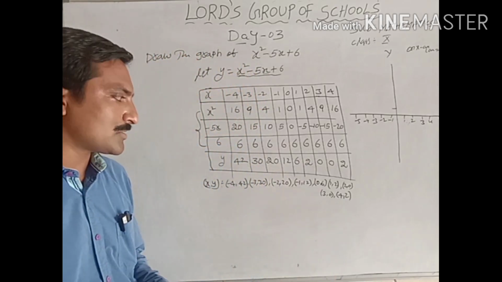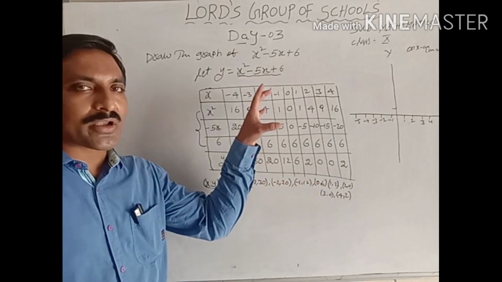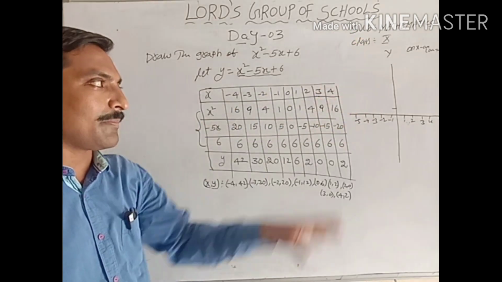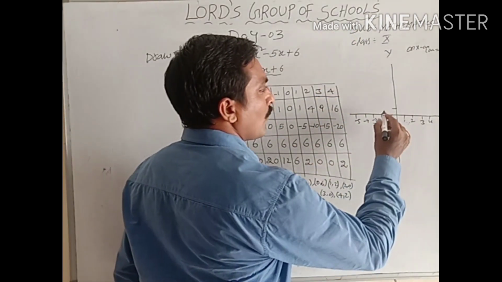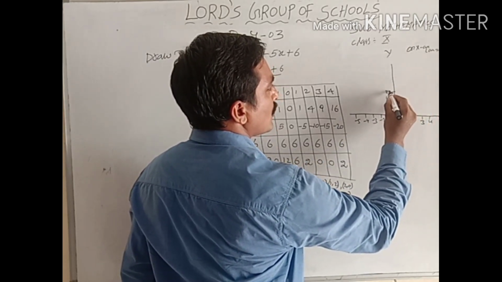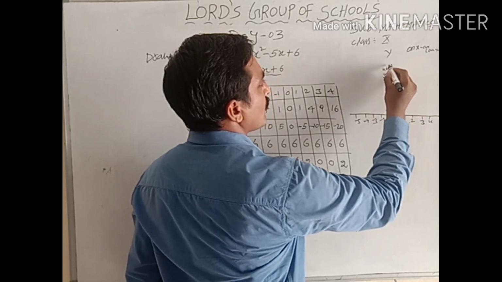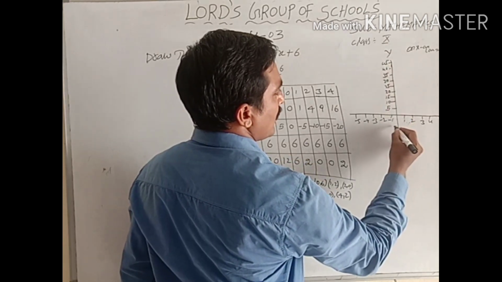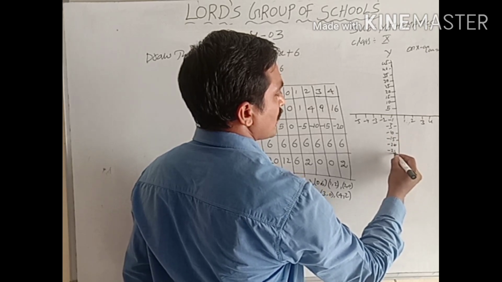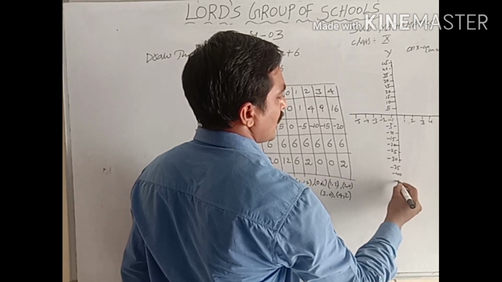Next comes the y values. You have to observe the y values. 42 is the greatest number, which means you need 42, so this scale is not sufficient for plotting 1, 2, 3 up to 42. That time you take 1 centimeter as 5 units. 5, 10, 15, 20, 25, 30, 35, 40, 45. Here I'll say minus 5, minus 10, minus 15, minus 20, minus 25, minus 30, minus 35, minus 40, minus 45.